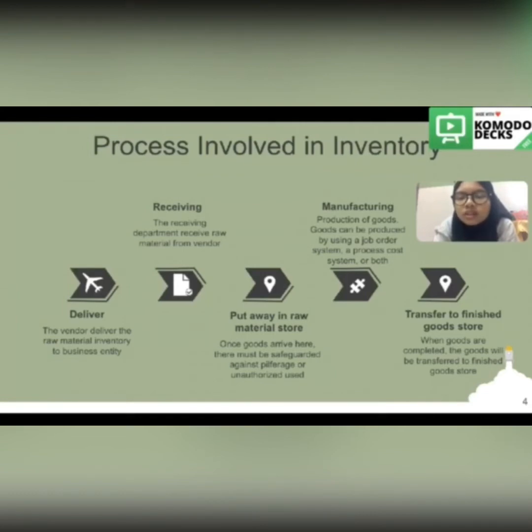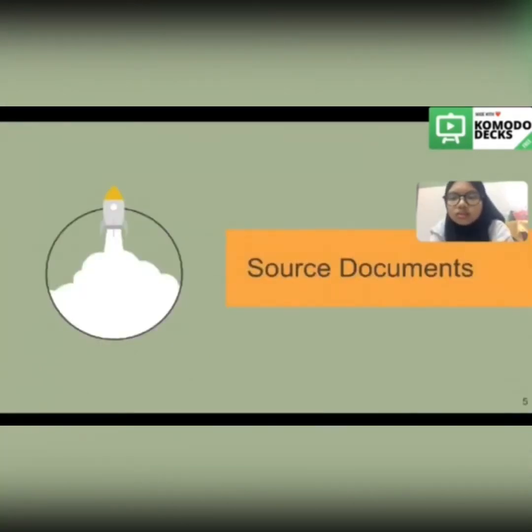And when the customer wants to buy the goods, the business entity will sell it to the customer, and that is the revenue process. Okay, then we move on to the source documents.